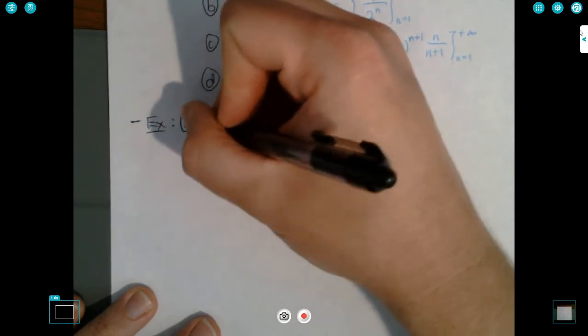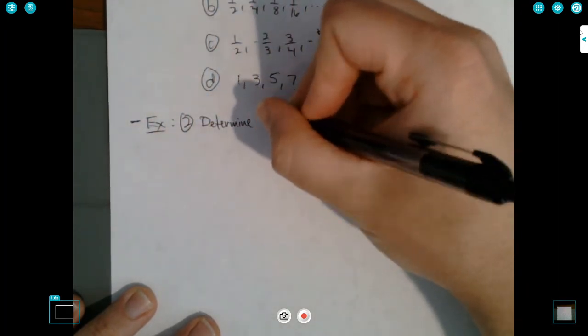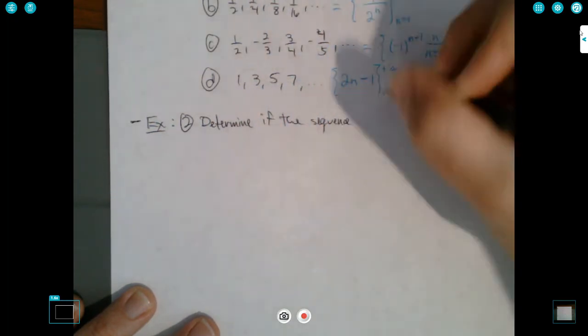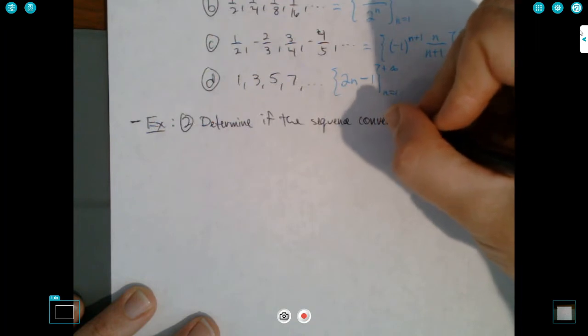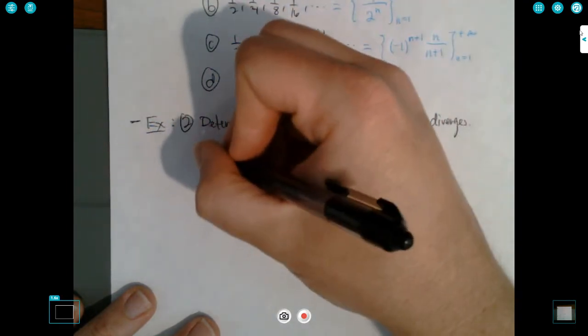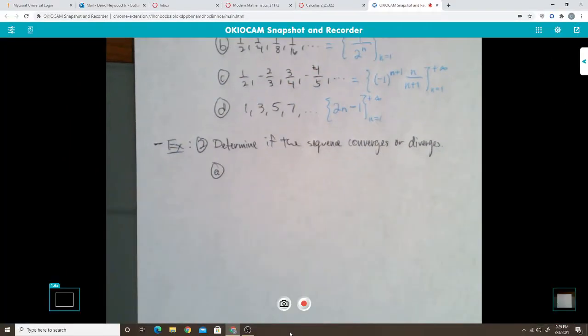Okay, so let's determine if the sequence converges or diverges. Okay. So, I'm sorry, I'm going to have to pause real quick.